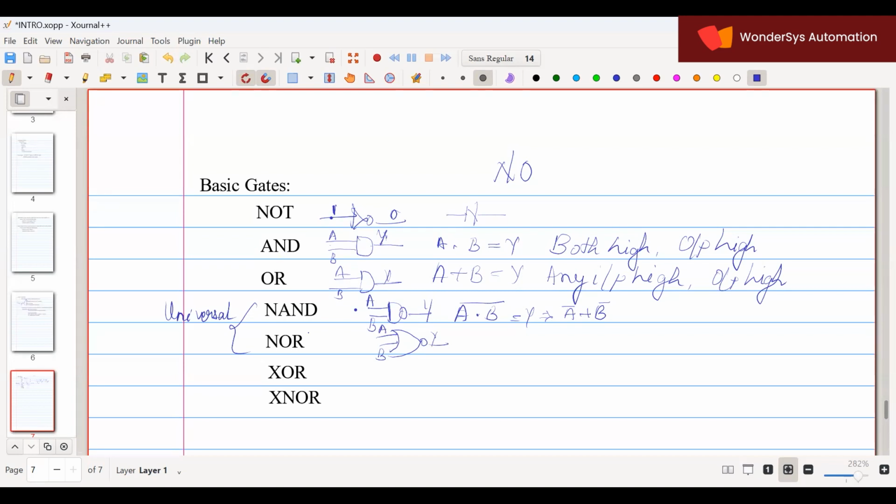But using AND or XOR, XNOR, you cannot realize all the 7 gates. Okay. Hence, it is called a universal gate.